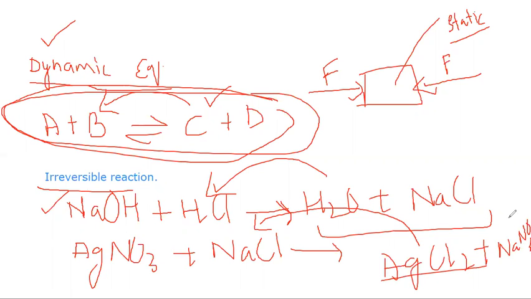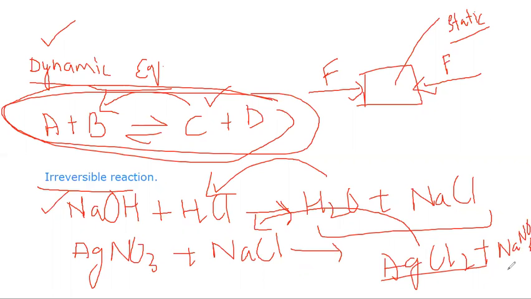Combustion reaction is also an example of irreversible reaction. When something is burned in the presence of oxygen, carbon dioxide and water will form and some energy will release. You cannot convert that carbon dioxide and water back into their reactants. Clear? So these are some examples of irreversible reactions.